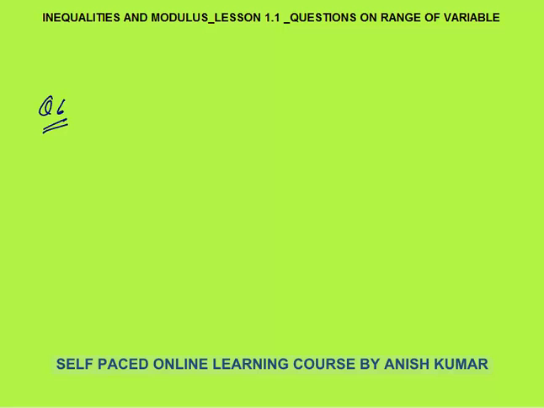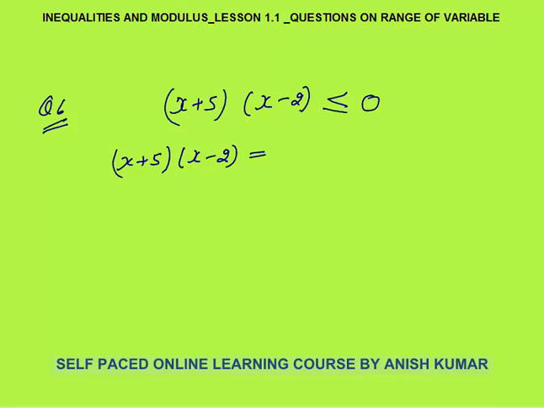Question 6 I am discussing so that your concept must be clear. (x plus 5) into (x minus 2) is less than or equal to 0. Now the first step is that we will make this an equation and find where this equation will become 0. Can I say that this will give me x equals minus 5, because if you put x as minus 5 this will become 0, or x equals 2. These 2 points I am getting where this equation is 0.